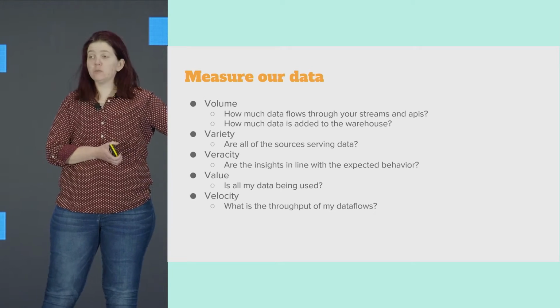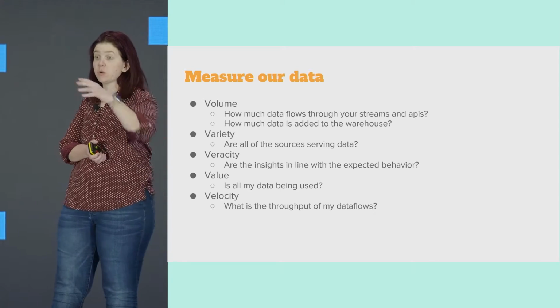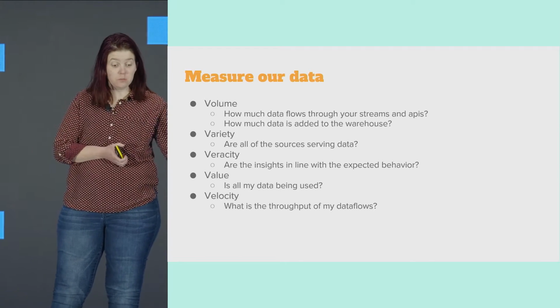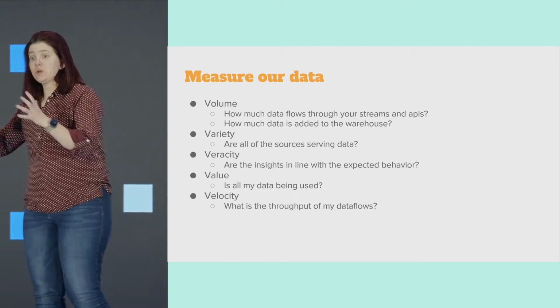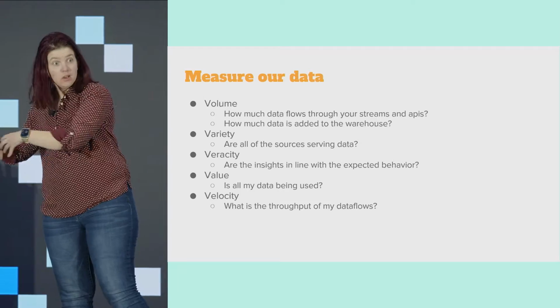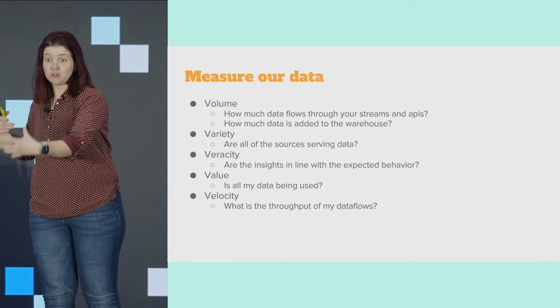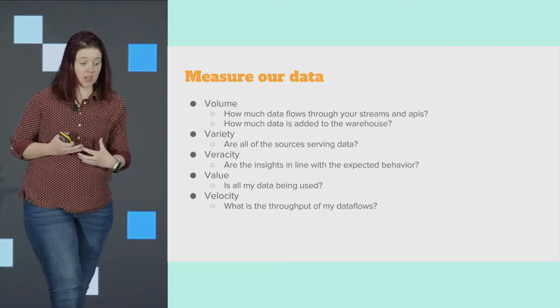Do you know how much data is flowing through your streams or APIs? Do you know how much data you're processing or exposing? Do you know what that should be? Do you know how much data is being added to the warehouse regularly? Do you know if that is an anomalous spike or not? Have you ever had somebody sending too many records because they're all duplicates? Is that something we expect?